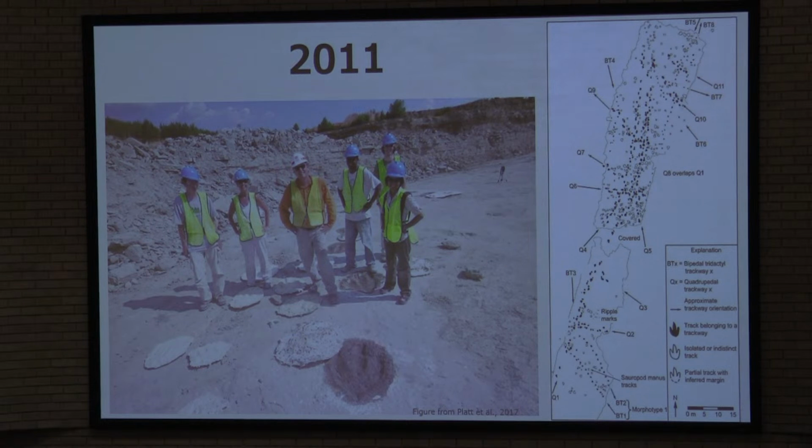Zoom forward to 2011. They find more tracks in this same area, this same mine. And this time they called the University of Arkansas. And at that point, they didn't have a paleontologist, but they had a group of students that worked on digital mapping using LiDAR. So they're scanning the ground using lasers. So they thought, oh, it would be really cool to take this technology and apply it to dinosaur tracks.